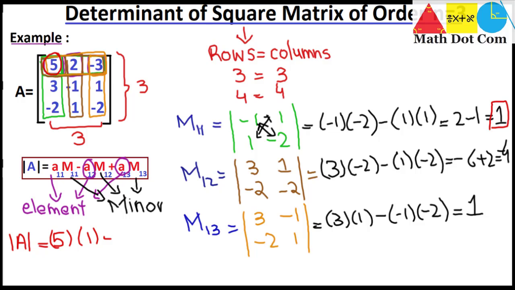Then minus A12. What is A12? It is the element at location A12, that is 2. And we write 2. And what is M12? M12 is the minor of the element, that is equal to -4 that we have found. So it will be -4. And then what is A13? It is the element at location 1, 3. It is -3. So I write -3. And M13 is the minor of the element at 1, 3. So it is 1. And we just need to solve it further.